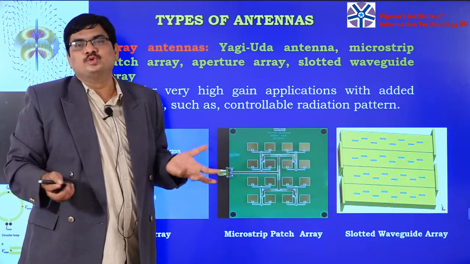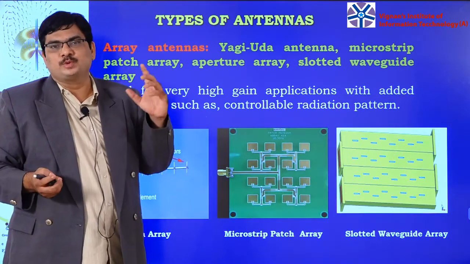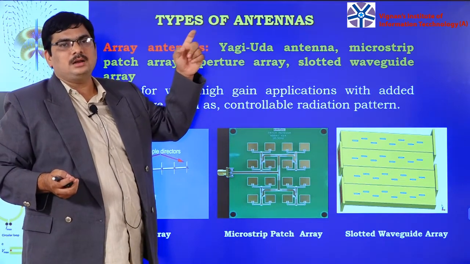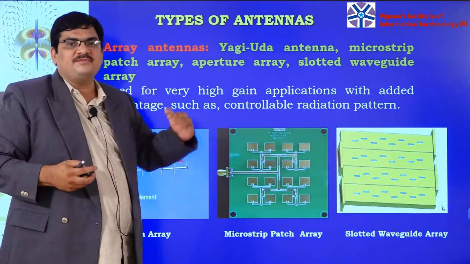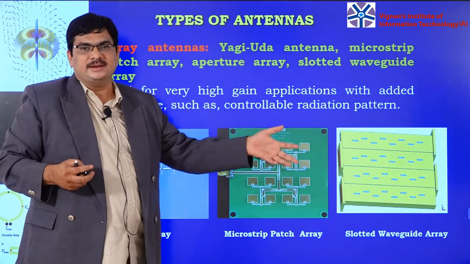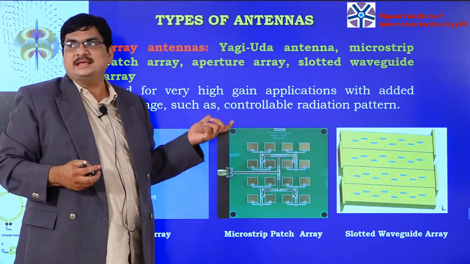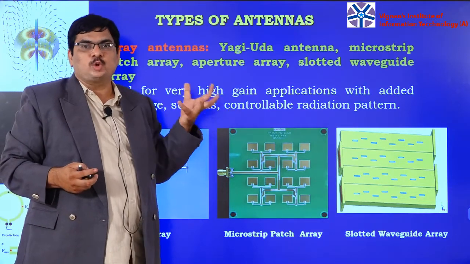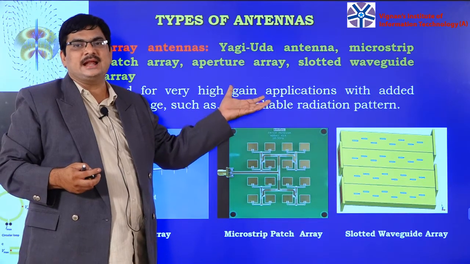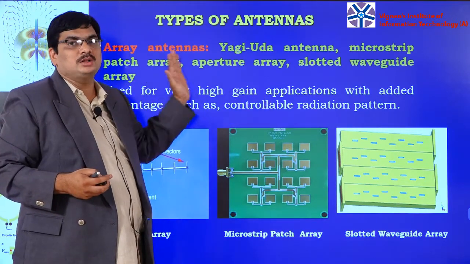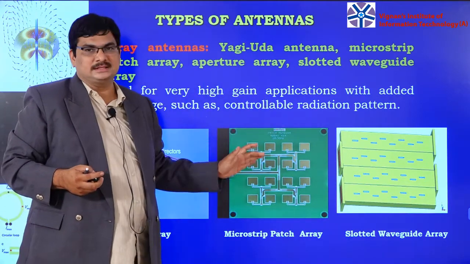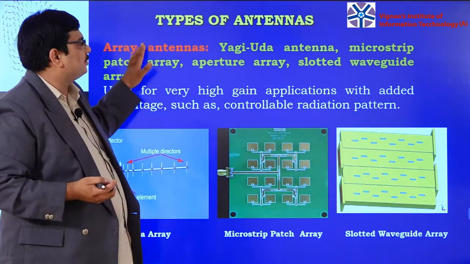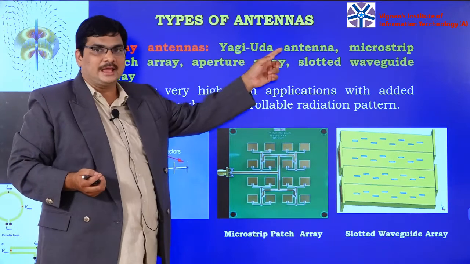So how can we improve this gain? There are two ways to improve the gain. One is to increase the size of the antenna, or increase the number of symmetrical elements. That is called an array. An array consists of identical elements. The total field vector of an array antenna is the summation of all the similar elements. Here are a few examples of array antennas, such as the Yagi-Uda antenna.